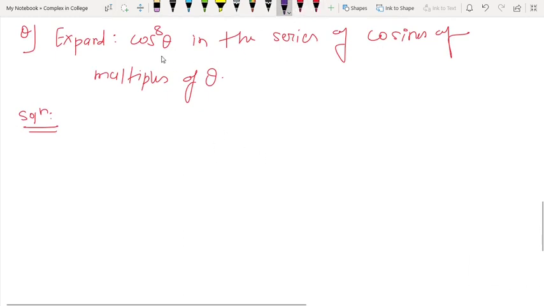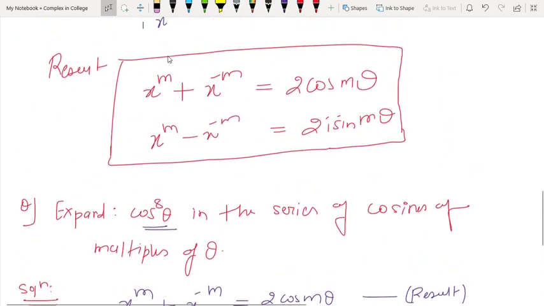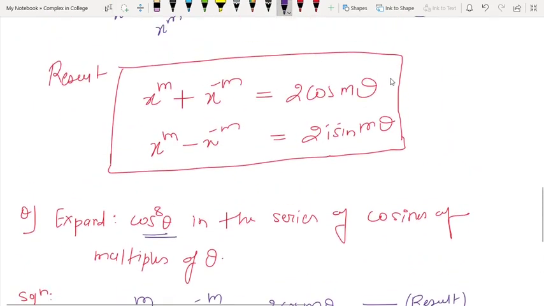Let's proceed to the solution. Question is: expand cos raised to 8 theta in the series of cosines of multiples of theta. So we got two results that we have solved. x raised to m plus x raised to minus m is equal to 2 cos m theta. This result we will use here, not the other one, because we need to expand the cosine term here. There are two different results. Please understand it carefully. The one is for the cosine term and the second is for the sine term.